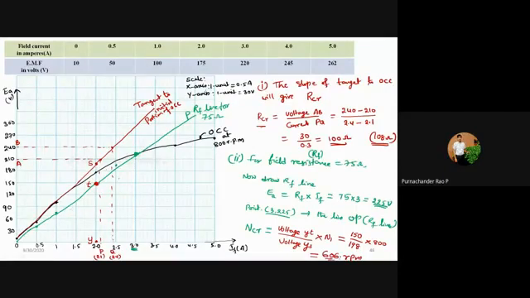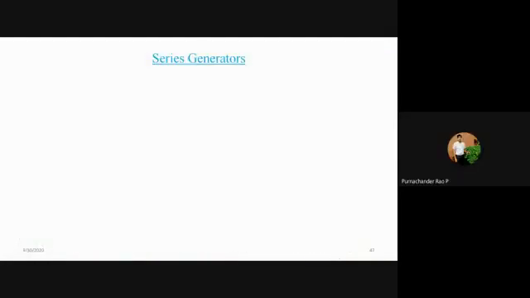Definitely you'll get a question on voltage buildup, failure to build up voltage, and also the problem to find the critical speed and critical field resistances. Then next, we'll consider the characteristics of series generators. The no load characteristics again. So anyone, can you tell me how to draw the no load characteristics?